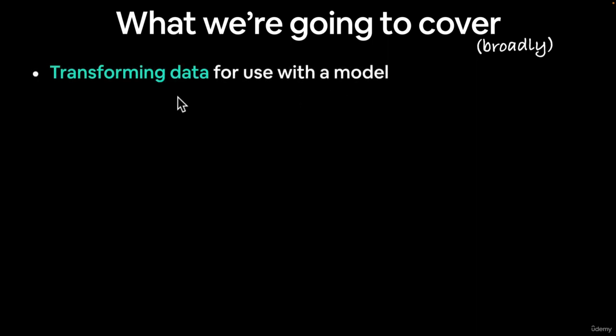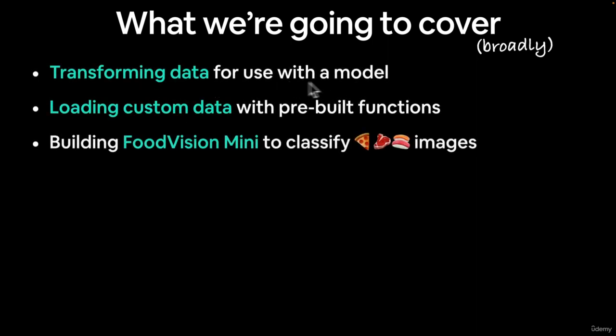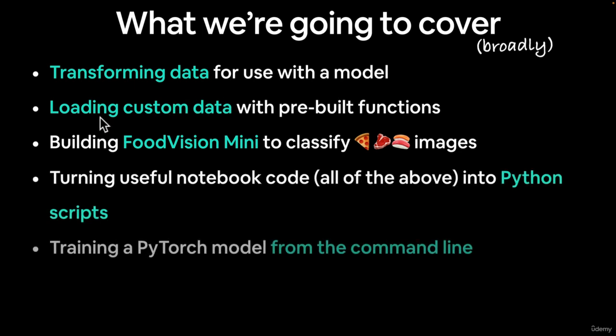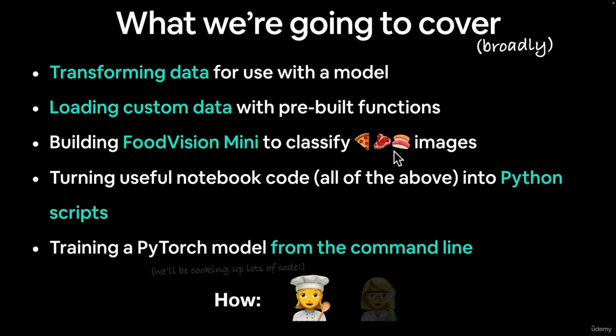And finally, what we're going to cover broadly, well, we've already gone through a fair bit of this, but we'll see how we can transform data for use with the model. We've already done a bit of that. We're loading custom data with pre-built functions. We're going to build FoodVision Mini to classify pizza, steak, and sushi images. This is the main one we're focused on, turning useful notebook code, all of the above, into Python scripts. And finally, we're going to see how we can train a PyTorch model from the command line. And, well, this is a machine learning cooking show, so we're going to be cooking up lots of code. With that being said, let's code. I'll see you in Google Colab.